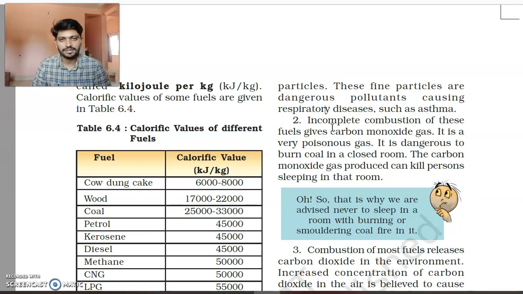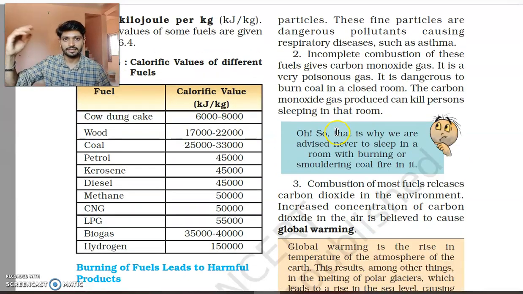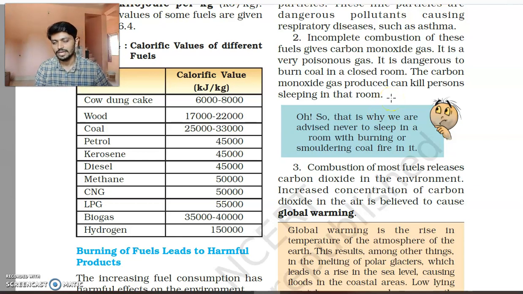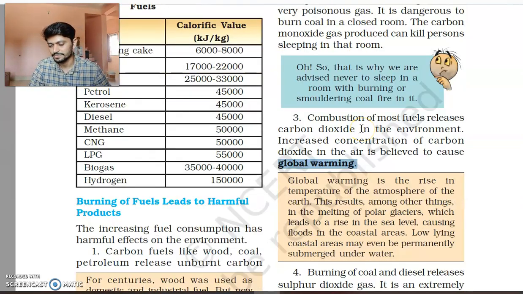What is the greenhouse effect? The greenhouse effect is caused when the energy of the sun is stored in our atmosphere, and the temperature of the atmosphere gets high. This is the reason for global warming. So if more carbon dioxide comes into the atmosphere, it will create global warming.